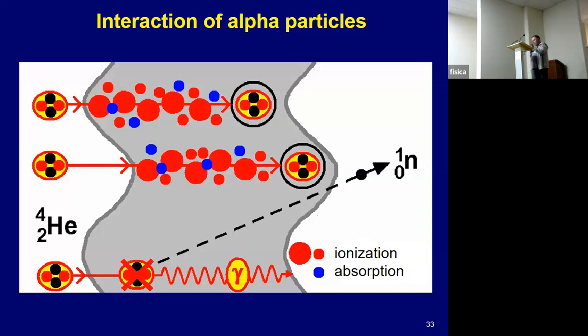So there's an additional empirical rule. Alpha particle range in the air is equal to 0.3 times the energy to the power of three halves, where E is represented in megaelectron volts.